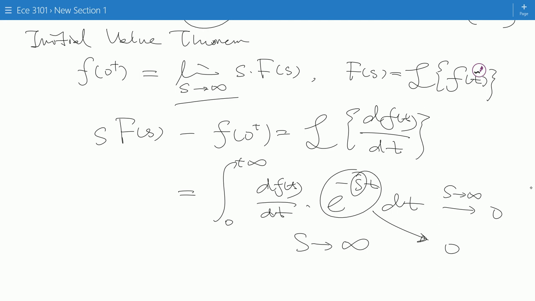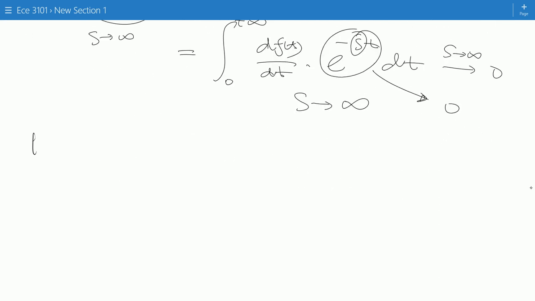If the right hand side goes to 0, apparently these two are going to be equal. This guy and this guy should be equal to make everything 0. And of course, the term with s is evaluated when s goes to infinity. This is our initial value theorem. We have initial, and we should have final value as well.